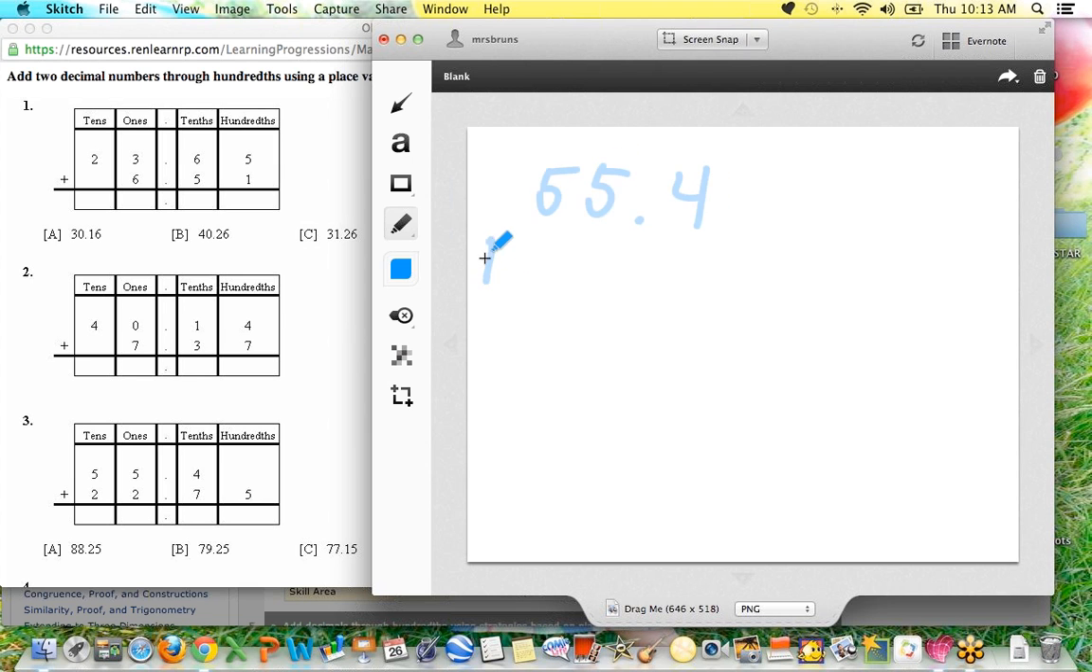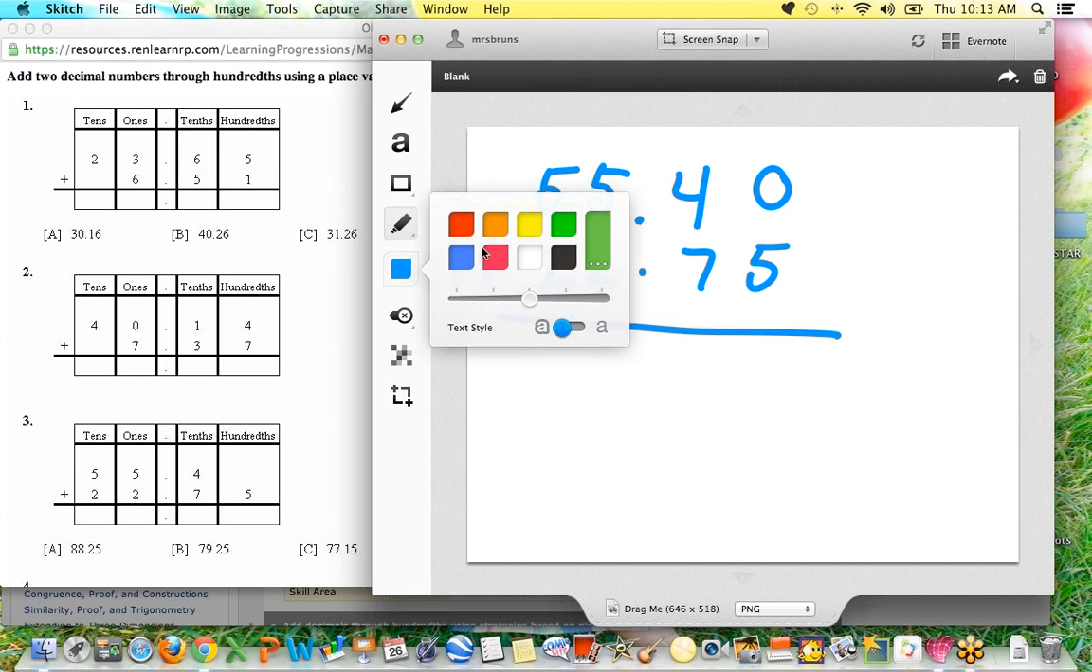55.4 plus 22 and 75 hundredths. All right, guys, what would you do if you were going to work out this problem? I think the best thing that you should do is just add that 0, that place value holder, so that you don't get confused. And then go for it.